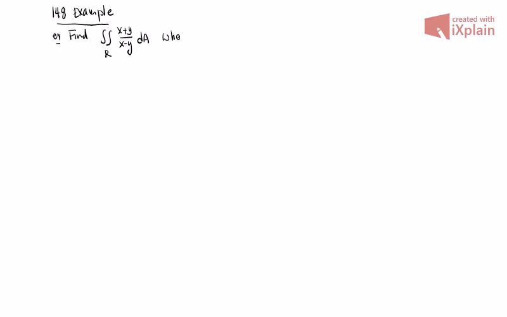Where R is the following region. So it'll be a triangle. It'll be bounded by these two lines. So this is the line y equals x plus 1. This is the line y equals, say, 5 minus x, and then the vertical line x equals 0. Not a perfectly drawn picture, but that's okay.